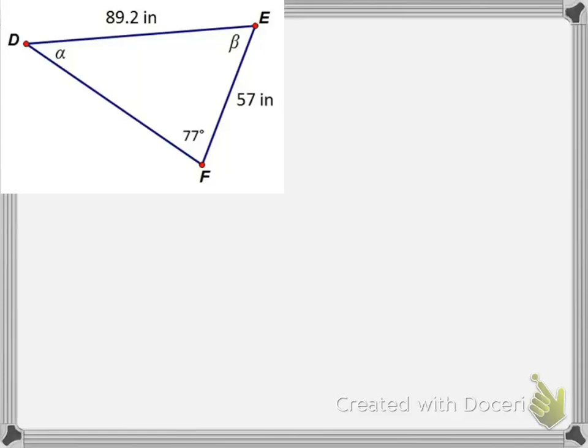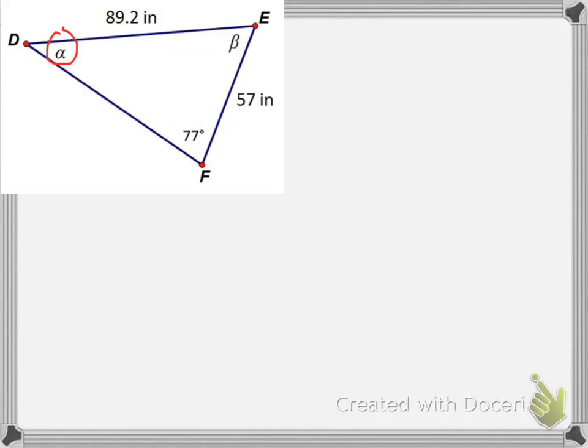Okay, this is example 5, but it's the second part. And what they want us to do is find alpha and beta. Well, what I'm going to do is I already know an angle, so if I can get a second angle, like say alpha, then I can just use that and the 77 to subtract from 180, and then I'll get beta. So beta will be really easy once we get alpha, so let's go back and do that.